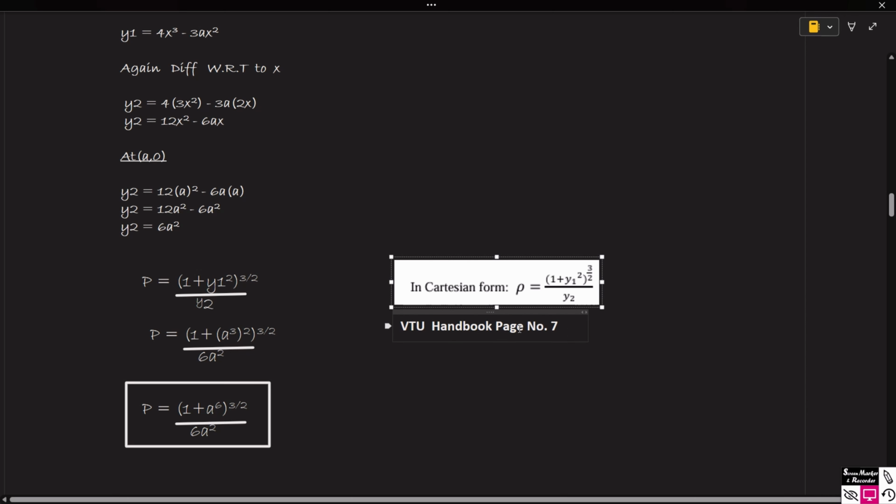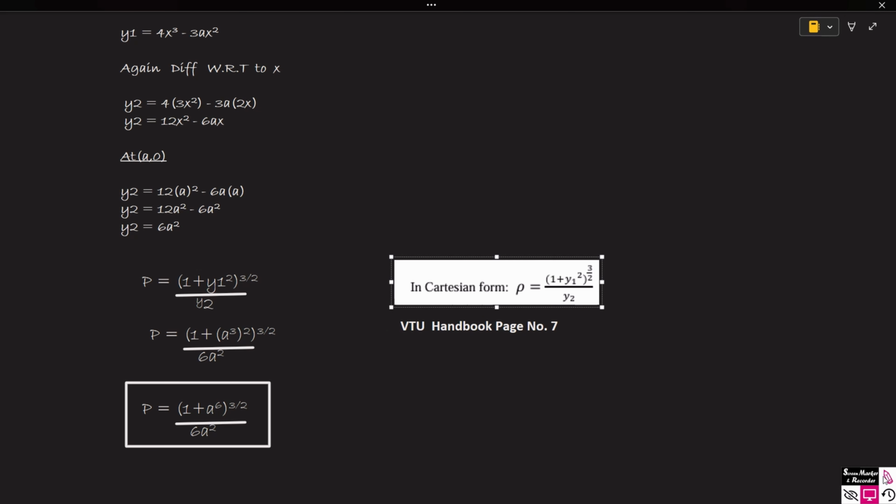This is present in video handbook page number 7. No need to remember anything. Now just plot the values. Plot the y1, y2 and y1 values we got before.